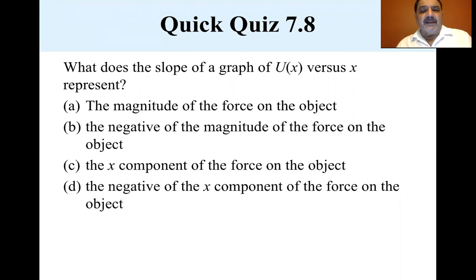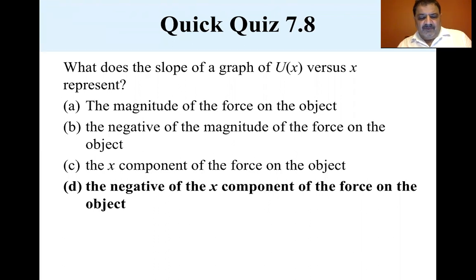And the answer here is D, the negative of the x component of the force on the object. The slope of a U of x versus x graph is by definition dU/dx. This expression is equal to the negative of the x component of the conservative force acting on an object that is part of the system.